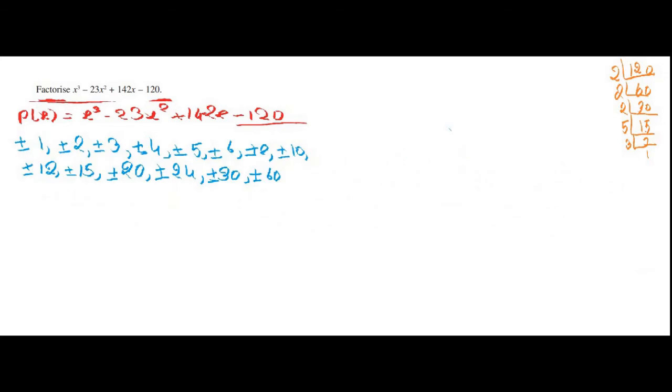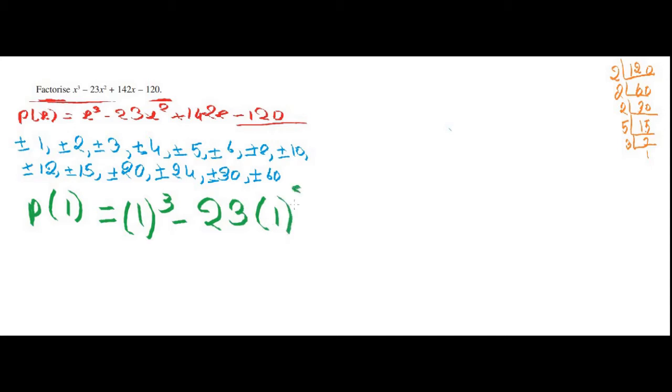First, we should do the trial and error method here. Let's take the value p of 1 and try it. So what would it be? 1 cubed minus 23 times 1 squared. You can take any of the factors from here. It could be plus as well as minus.